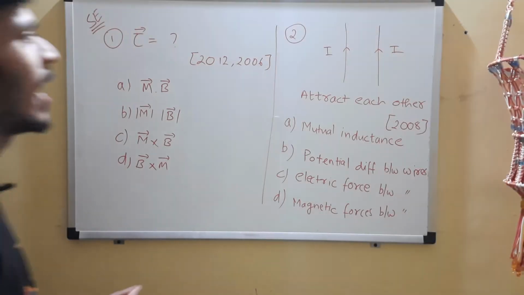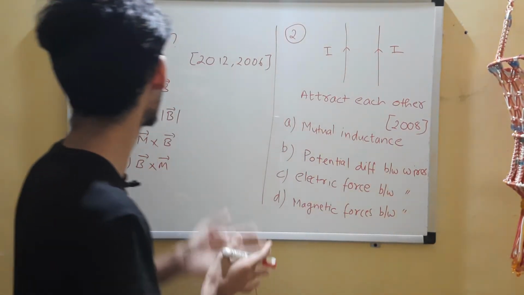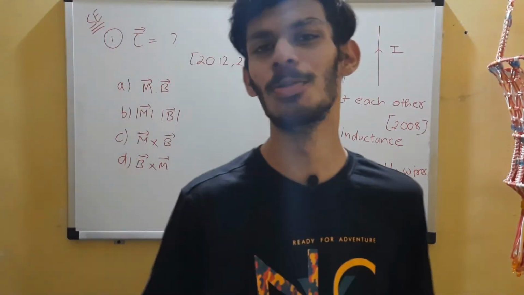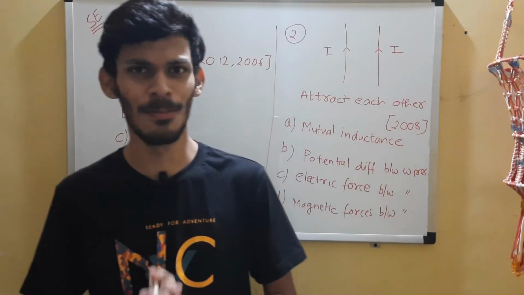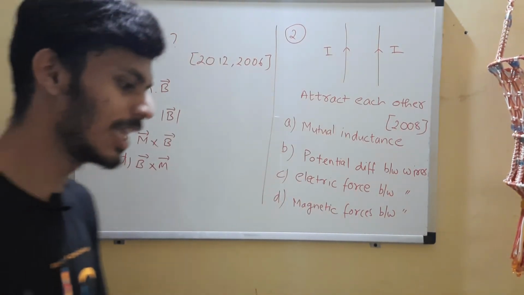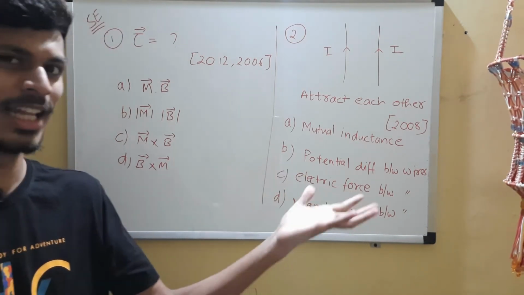So question 1 and 2 over here, questions from the super easy category. Okay, so in question 1 you are asked for the torque on a current carrying loop which is placed in a uniform magnetic field. Here the letters have their usual meaning. M is for magnetic dipole moment and B is for magnetic field.